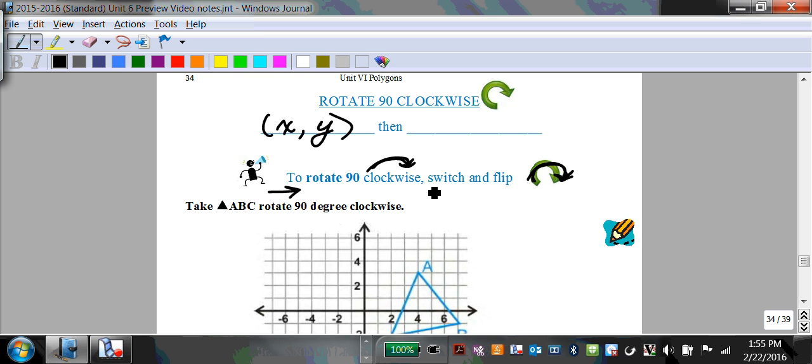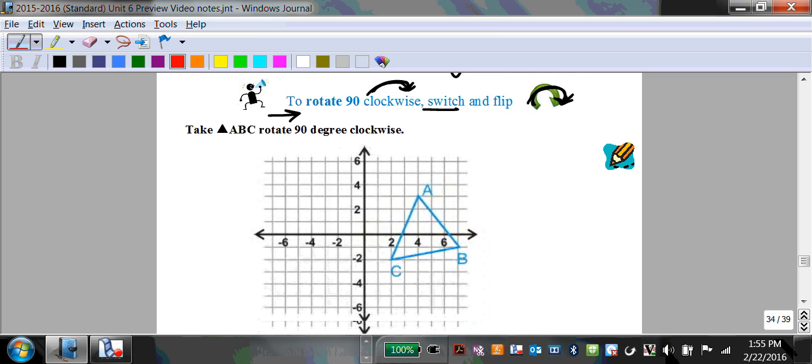So you switch first. So that's going to be y, x. And then you flip the sign to the right only. Notice it's a clockwise arrow, so we're going to opposite to the right. That won't make a whole lot of sense until we actually do this. Let me show you what I mean.